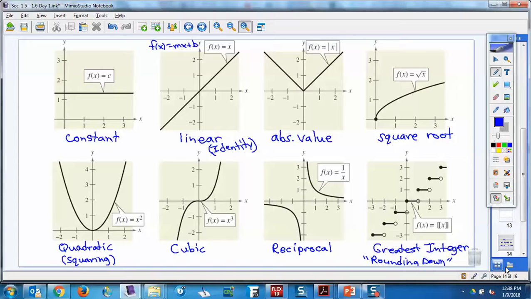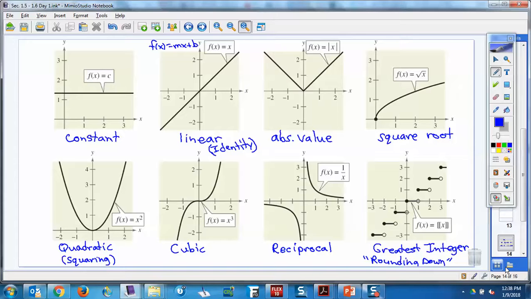Okay? So, f of x equals a number, c, just a constant, that's a horizontal line. A linear, now they call this one the identity function. If it's y equals x, then it's the identity because the x and y are identical, right? 1, 1, 2, 2, 3, 3. But any linear, I put up here f of x equals mx plus b. So recognize a linear equation if you have x to the first. Absolute value is the V graph.